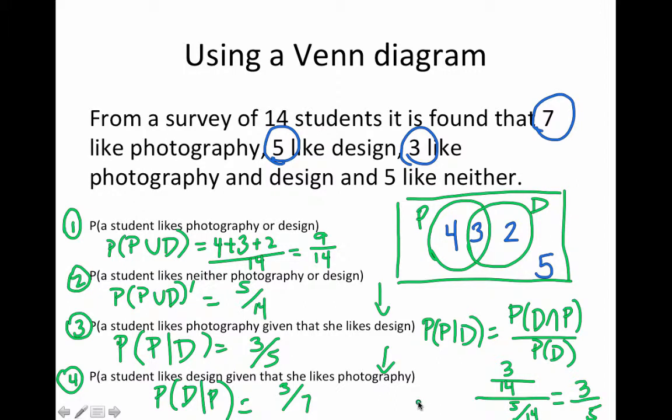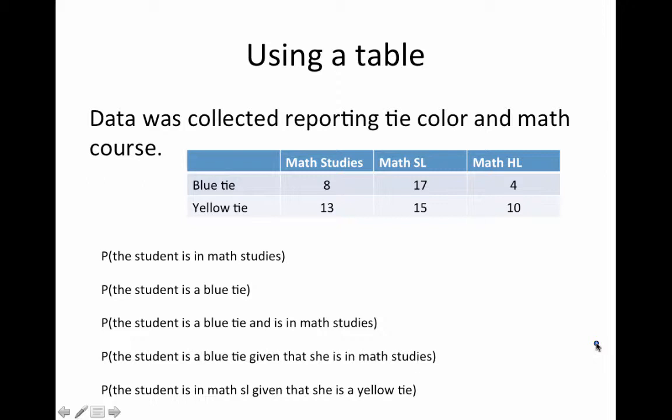All right, let's do our last example that involves a table. Say I went out and I collected data on what tie color somebody is and what math course they're in. So I sampled a bunch of blue ties and asked them what math class they're in, and then I sampled a bunch of yellow ties and asked what math class they're in. And I want to find all these probabilities down below. So the first thing I need to do before I find any of these probabilities is total all the columns and the rows. So let me do that right now.